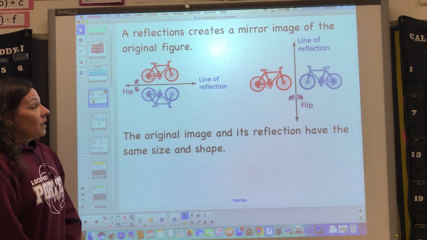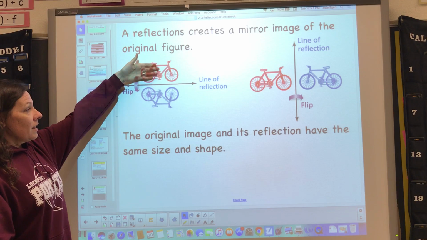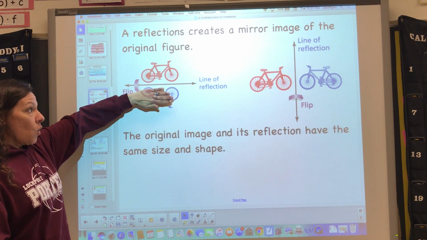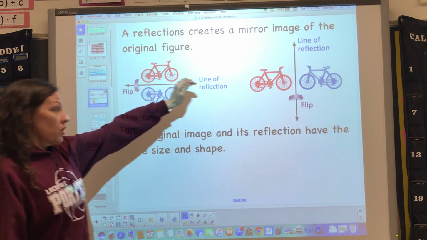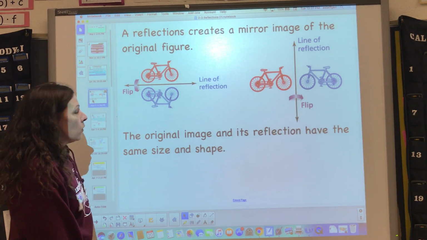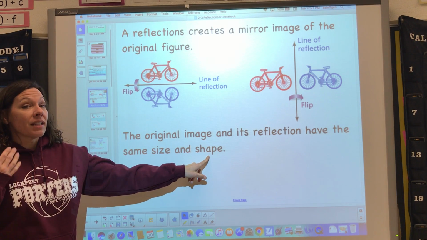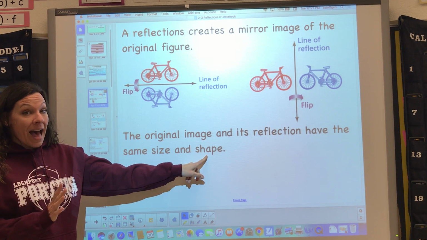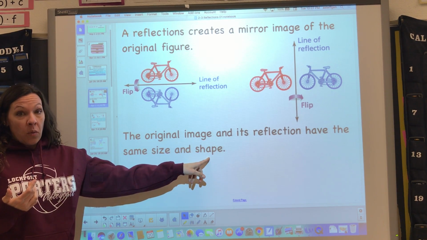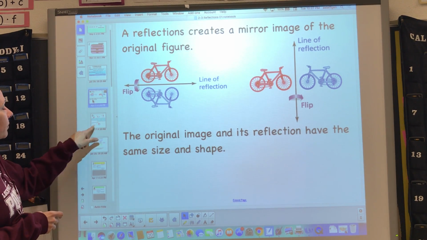So a reflection creates a mirror image. Here's my line of reflection, and here we can see the bike is flipped over the line of reflection. It could be vertical or horizontal. The original image and its reflection have the same size and shape. They don't have the same orientation. So unlike a slide, we don't have the same orientation, but we do have the same size and shape.